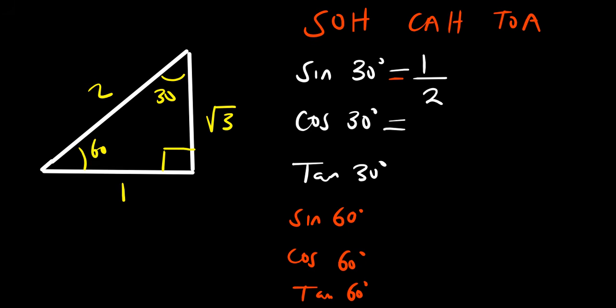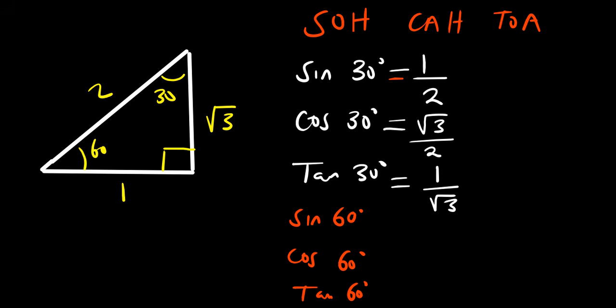Then how are we going to find cos 30? Cos is adjacent over hypotenuse. Adjacent to 30 is just the square root of 3 and the hypotenuse is 2. So therefore cos 30 is square root of 3 over 2. Then our tan 30, tan is opposite over adjacent. Opposite to 30 is a 1, and adjacent to it is the square root of 3. So tan 30 is 1 over the square root of 3. So this is how we find 30.